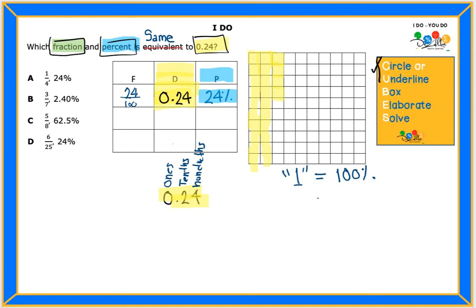And I don't see in any of my answer choices having 24 over 100 as a fraction. And for fractions, I'm using green. I'm just going to color code so you can track what we're doing here, guys. But we know that we can also simplify fractions, so we can rewrite them, right?